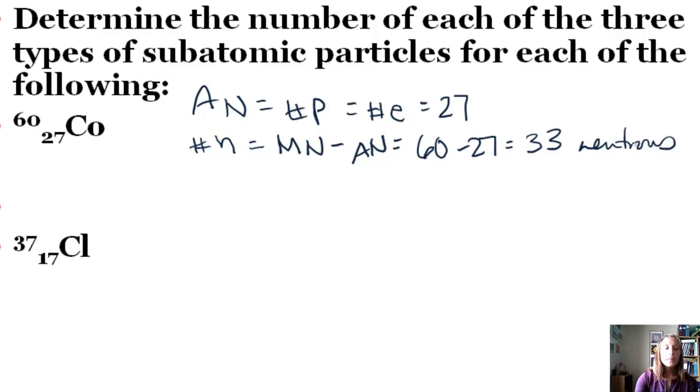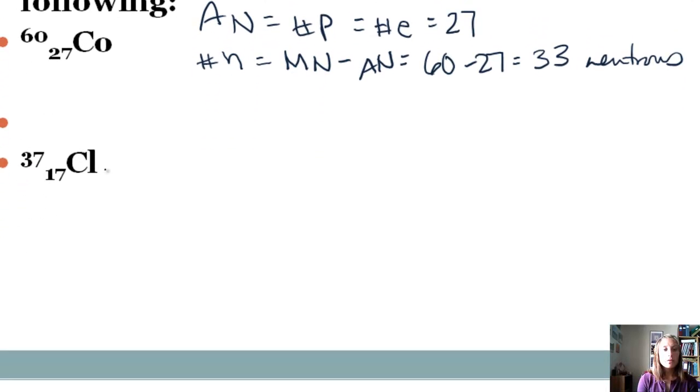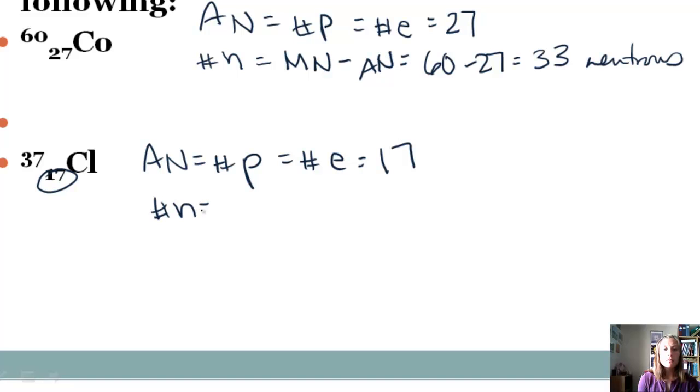Let's try another one. Alright, so here is the symbol for chlorine. So we know that the atomic number is equal to the number of protons, which also equals the number of electrons, and we know that the bottom one is the atomic number, and so that's 17. For the number of neutrons, we know that equals the mass number minus the atomic number, and that's equal to 37 minus 17, so that gives us 20 neutrons.